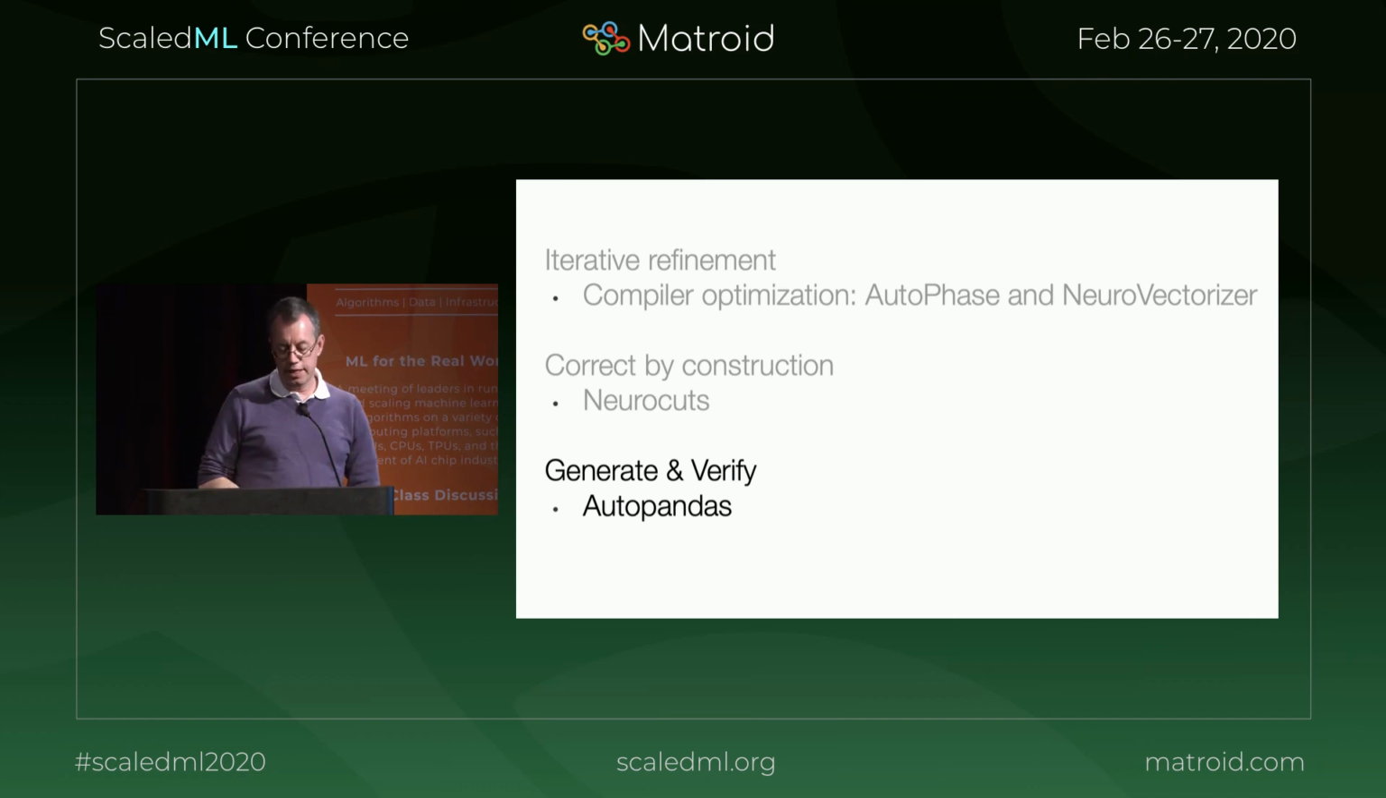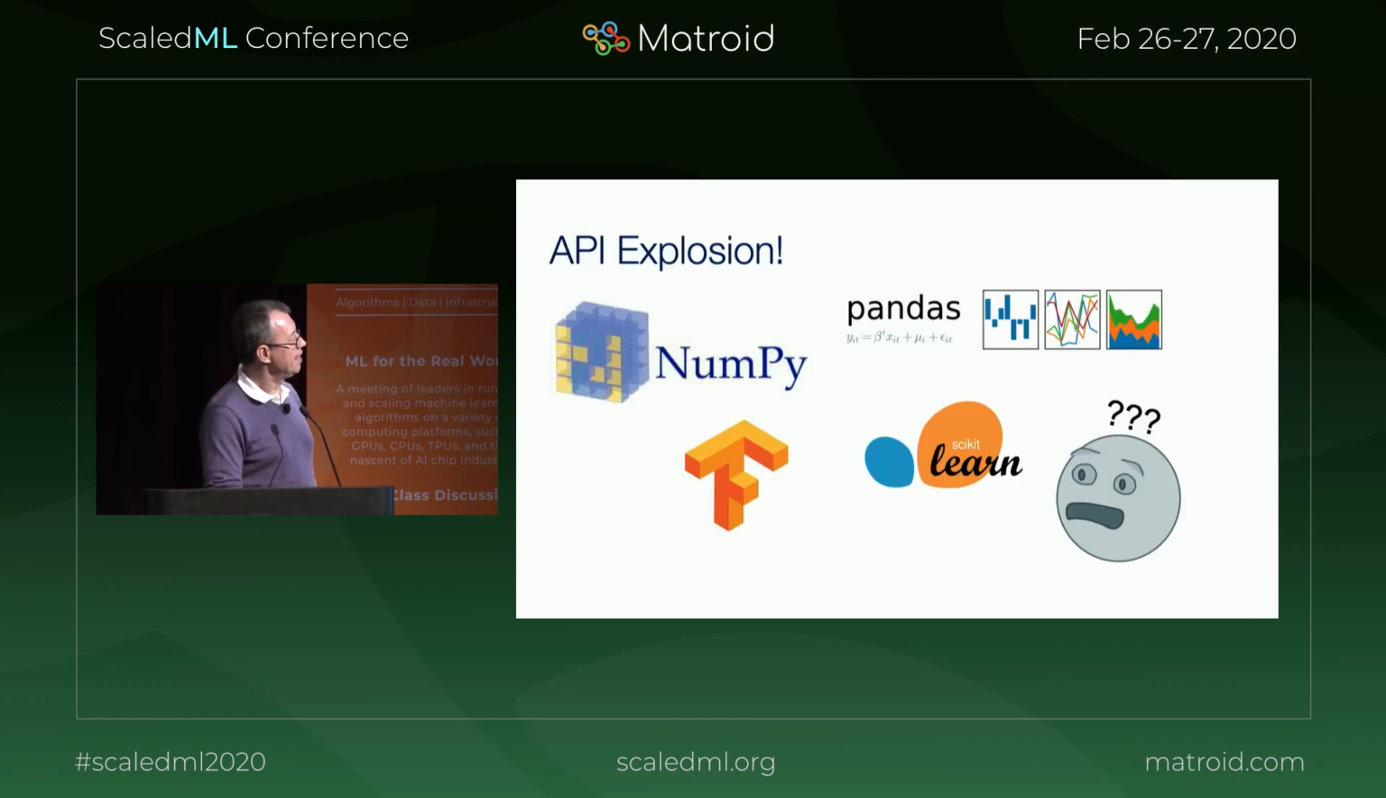Finally, generate and verify out of Pandas. It's another project I'm quite excited about, and we've worked on it for the past two years. It's not easy. The problem it tries to solve is that today you have an API explosion. When you write your programs, you just call a bunch of APIs. Probably there are more API calls than new lines of code.